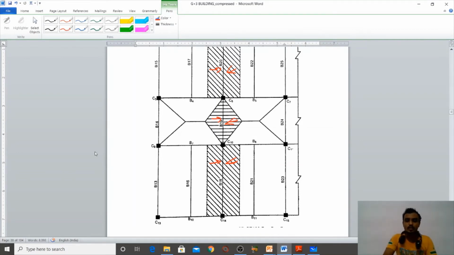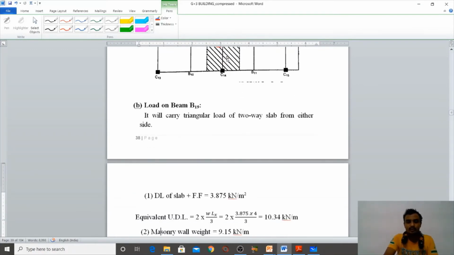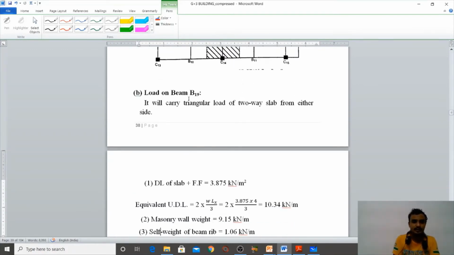Okay, so these are the load mechanisms on beams 18, 19 and 20. We found the dead load and live load on beam 18 and beam 20. Now we have to find the load on beam number 19. From beam number 19 we have to understand that there is a two-way continuous slab on the beam 19, so the load transfer mechanism will be changed here.